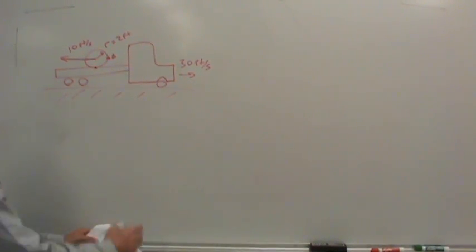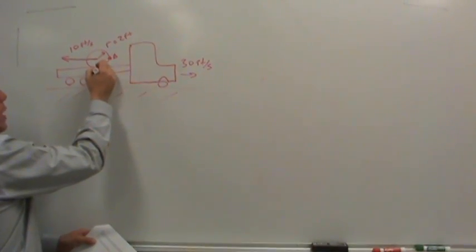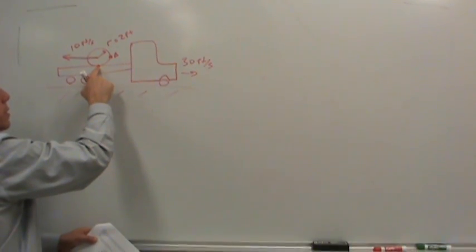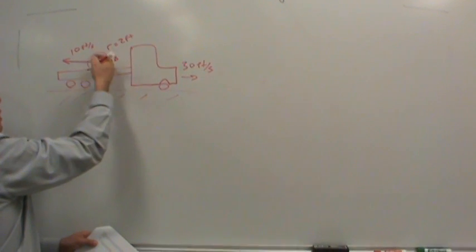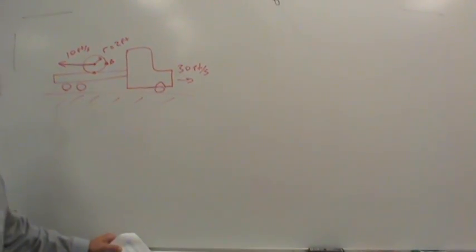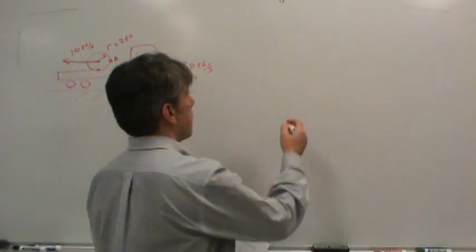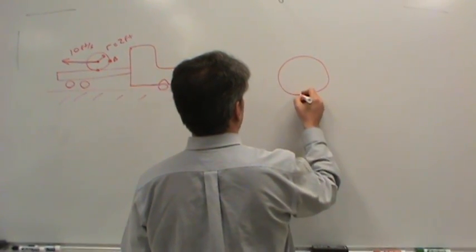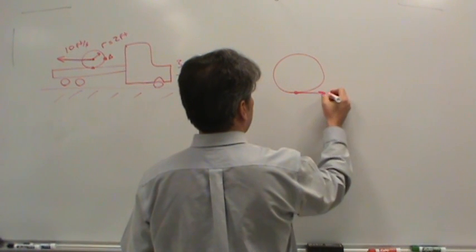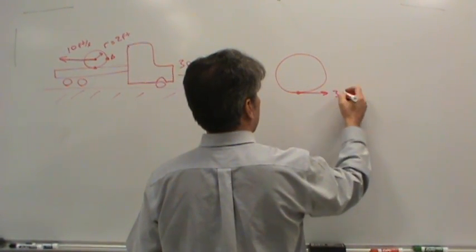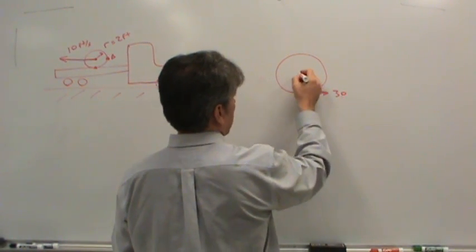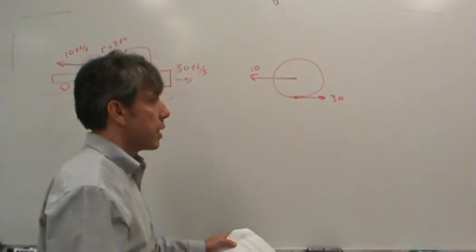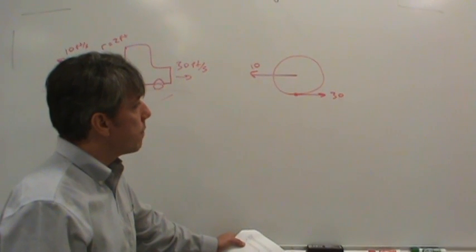Now, if you stop and think about it, you'll realize that this point on the tank is moving forward at 30 feet per second because there's no slippage there. But this point is moving backward at 10 feet per second. So if we want to analyze that body's motion, this point has a speed of 30 feet per second, and this point has a speed of 10 feet per second. These are both relative to ground.